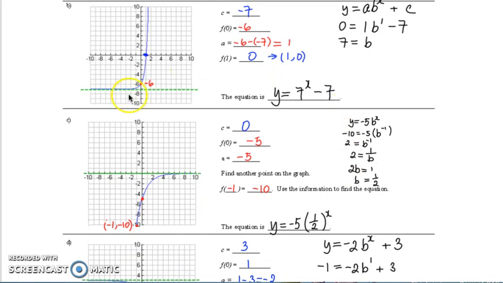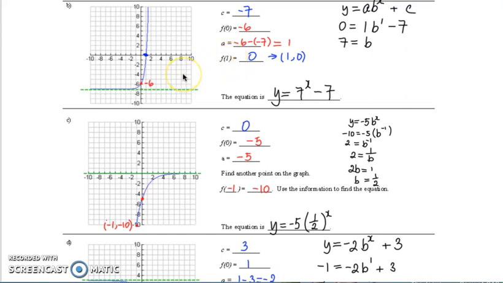Question B. On this graph, the first step, we can locate the horizontal asymptote. This time it's at -7. It automatically tells me that c is -7. Then the y-intercept, f of 0, has a value of -6. With these two pieces of information, I can now find the value of a, the vertical stretch, which is f of 0, -6, minus the c value, -7. It works out to 1.